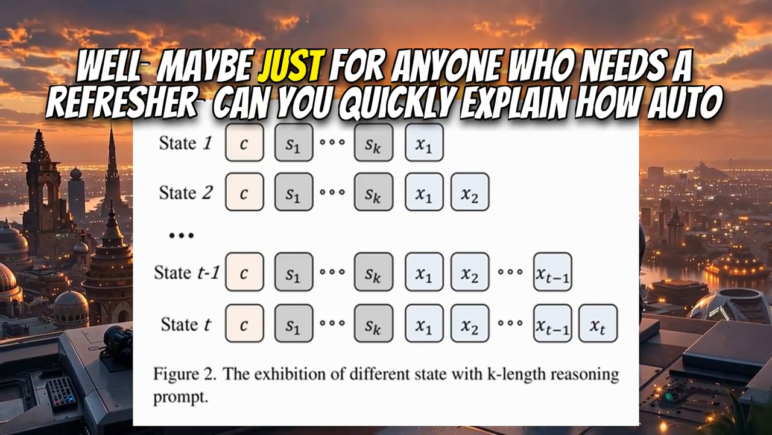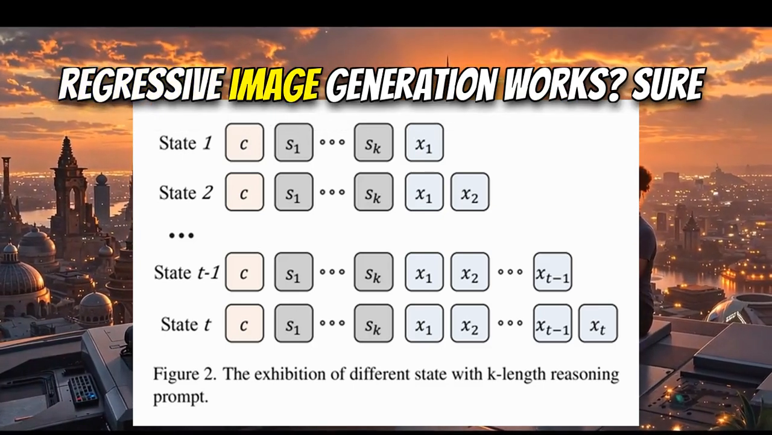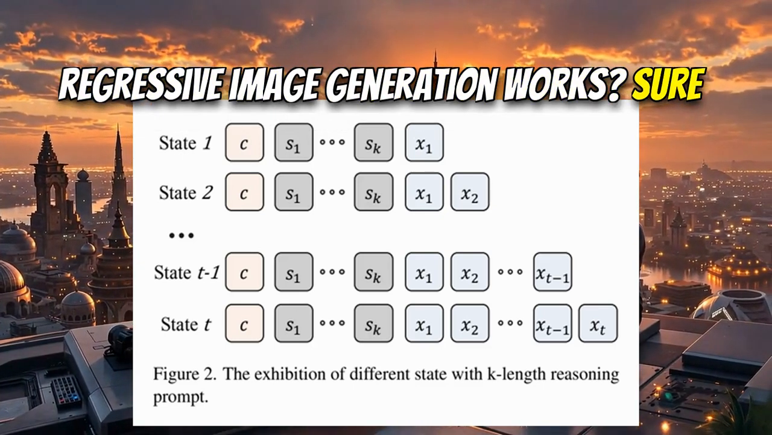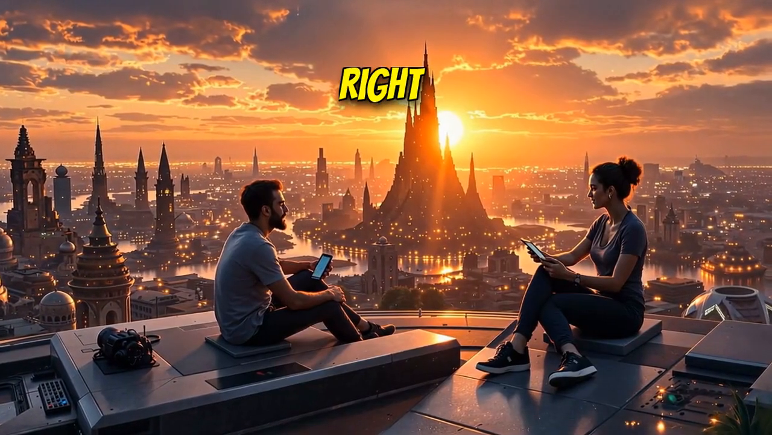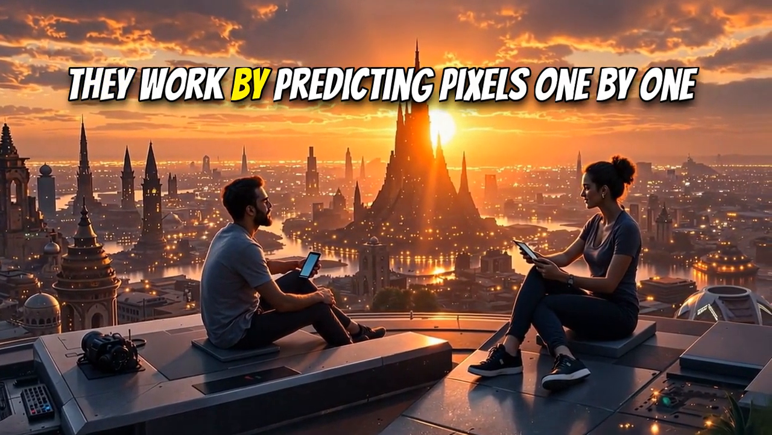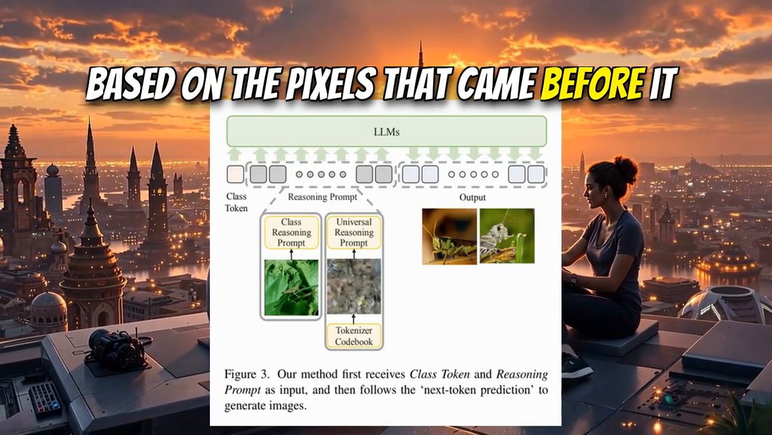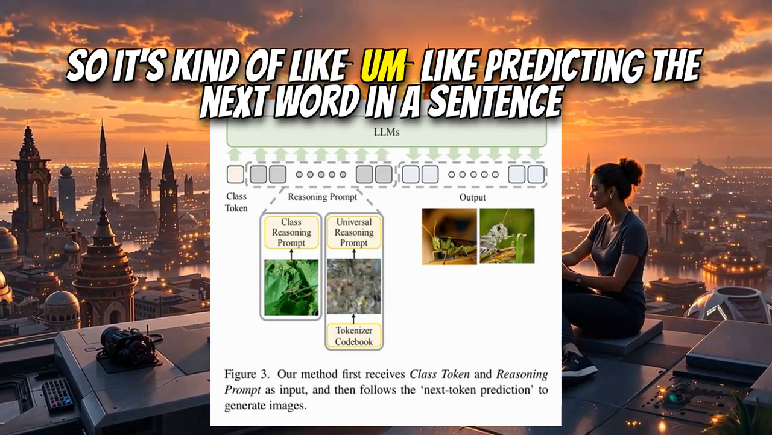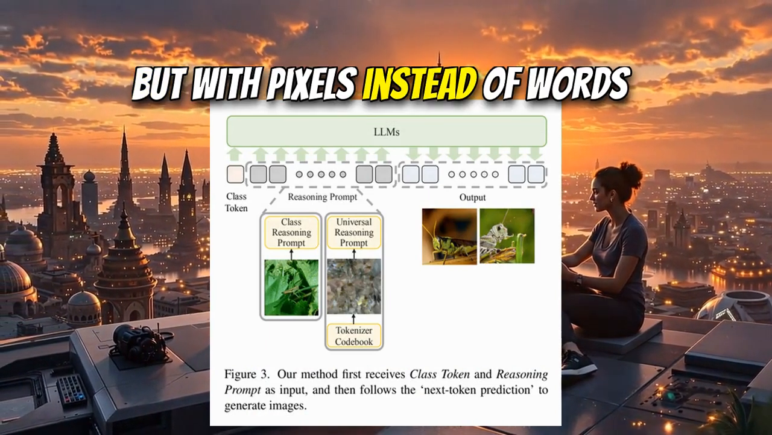Well, maybe just for anyone who needs a refresher, can you quickly explain how autoregressive image generation works? Sure. So autoregressive, or AR for short, models work by predicting pixels one by one, based on the pixels that came before it. So it's kind of like predicting the next word in a sentence. Exactly. But with pixels instead of words.